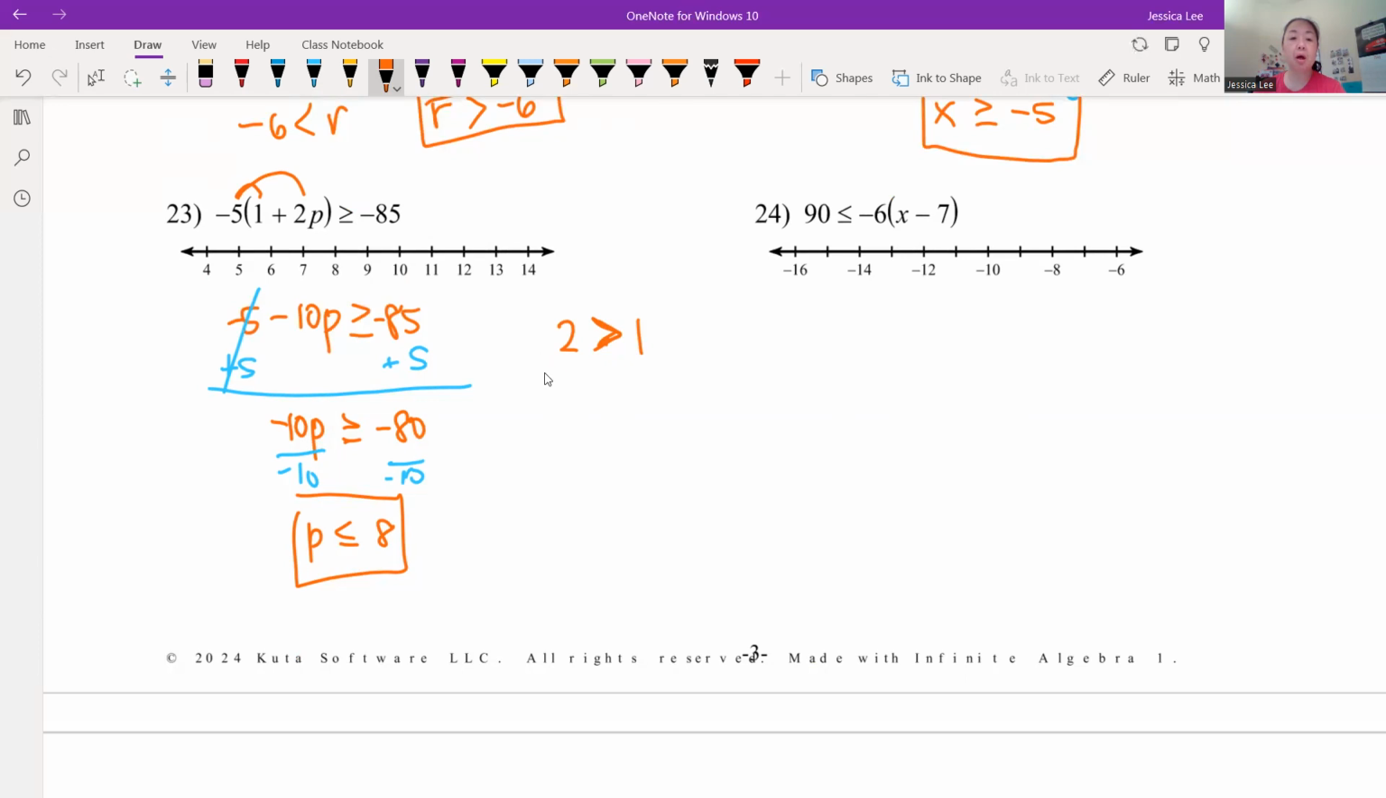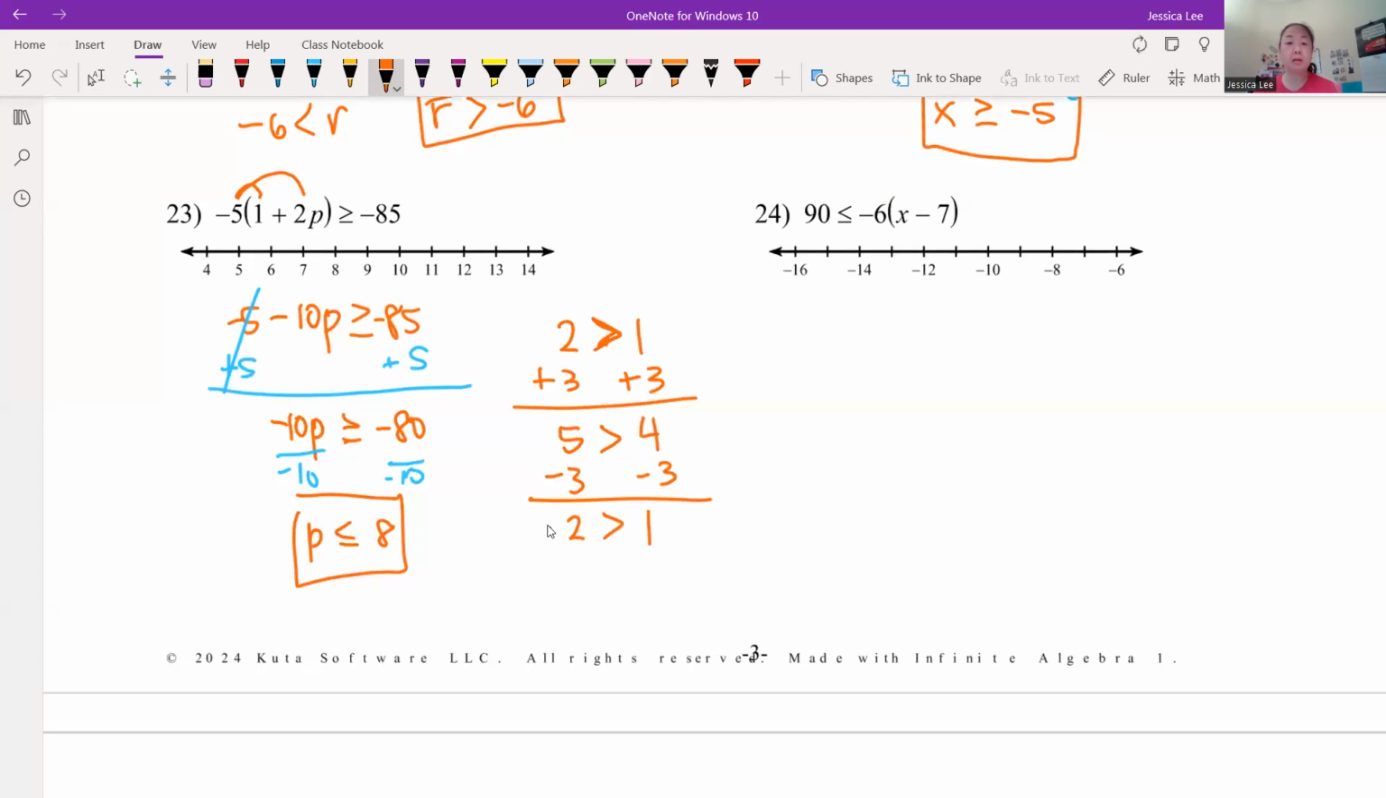If I were to add 3 to both sides, what would happen? 2 plus 3 is 5, is greater than 1 plus 3, which is 4. Is 5 greater than 4? Yep, see how it's still true? And if I were to subtract 3, we'd go back to 5 minus 3, which is 2, is greater than 4 minus 3, which is 1. Same thing. If I'm subtracting the same number on both sides, the inequality still remains true.